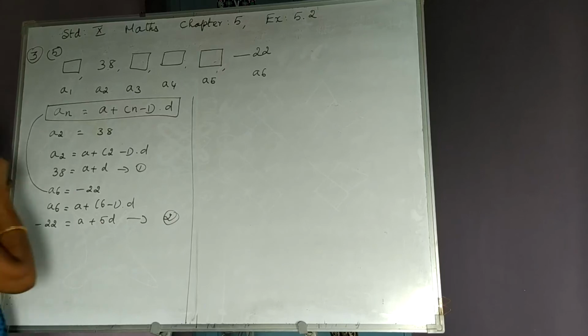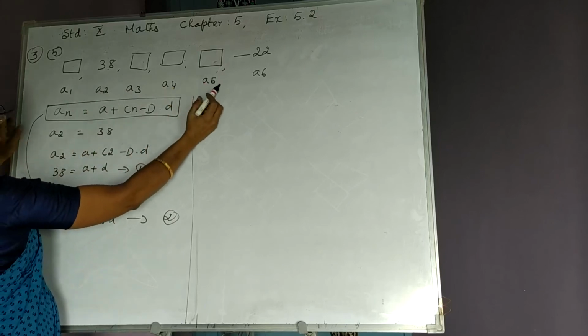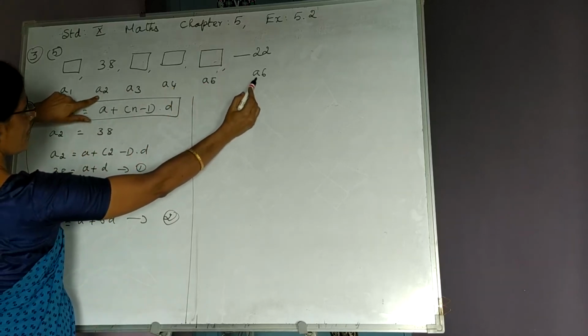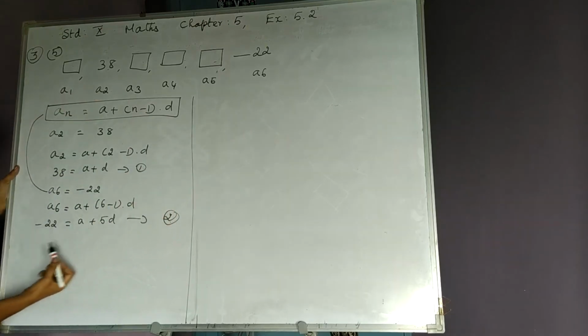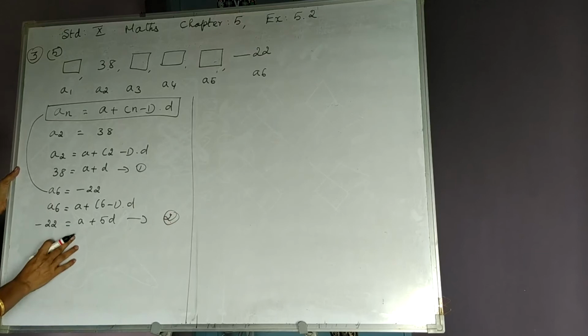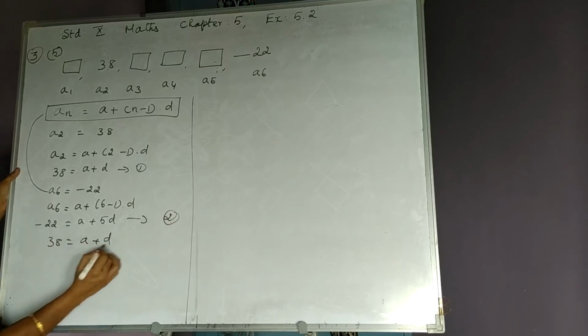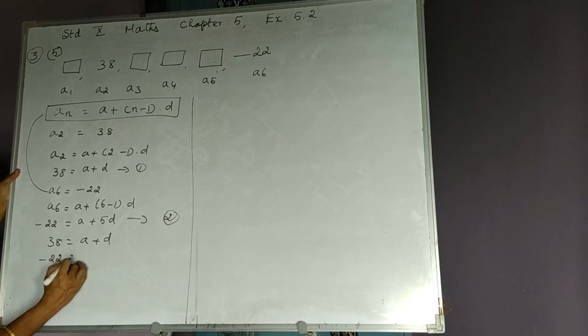Hope you understood. So in the given arithmetic progression, A2 and A6 are given. So using A2 and A6, we got two equations. These two we are going to solve by the elimination method. I write the equations one below the other so that it will be easy to solve.